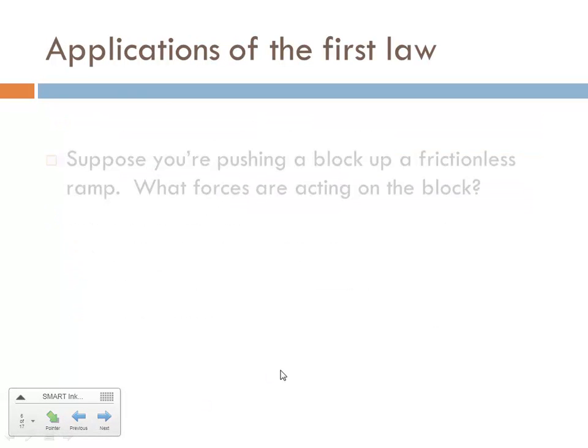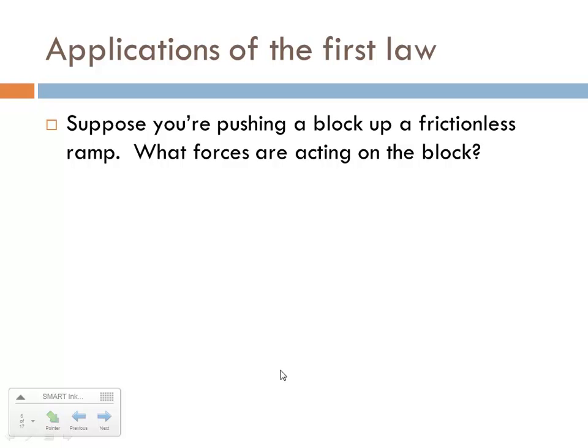How do we apply the first law? Well, let's just talk about types of forces acting on something for now. Suppose you're pushing a block up a frictionless ramp. What forces are acting on the block?